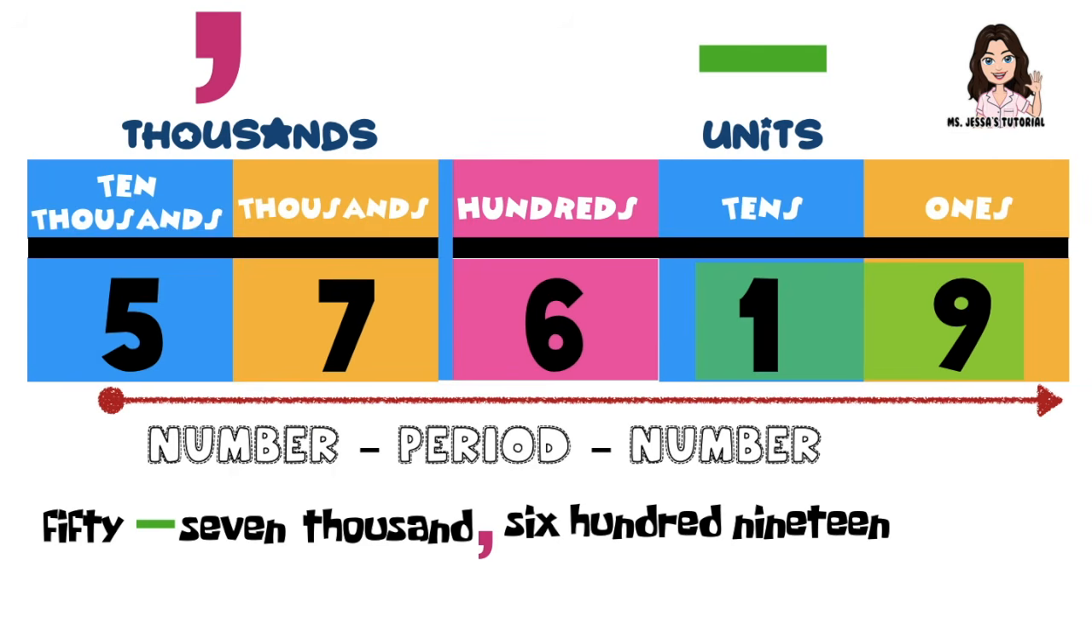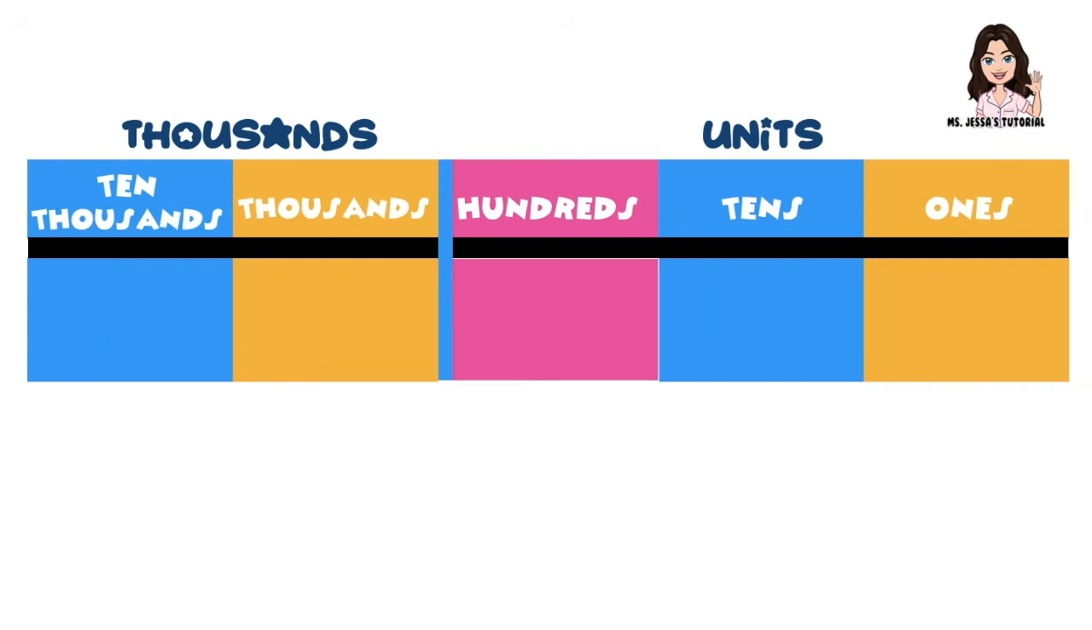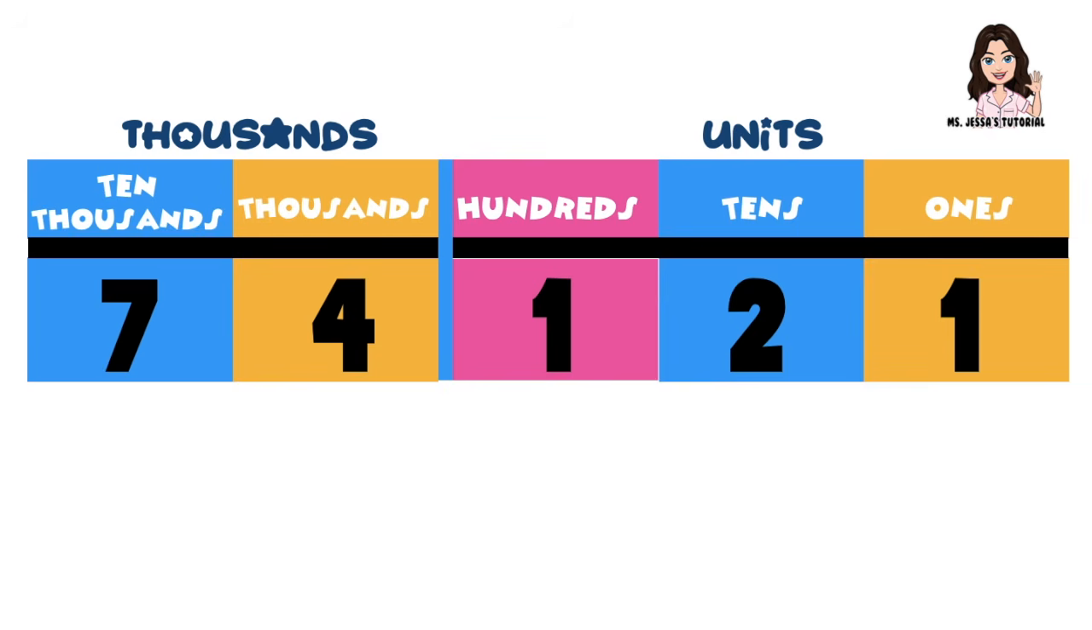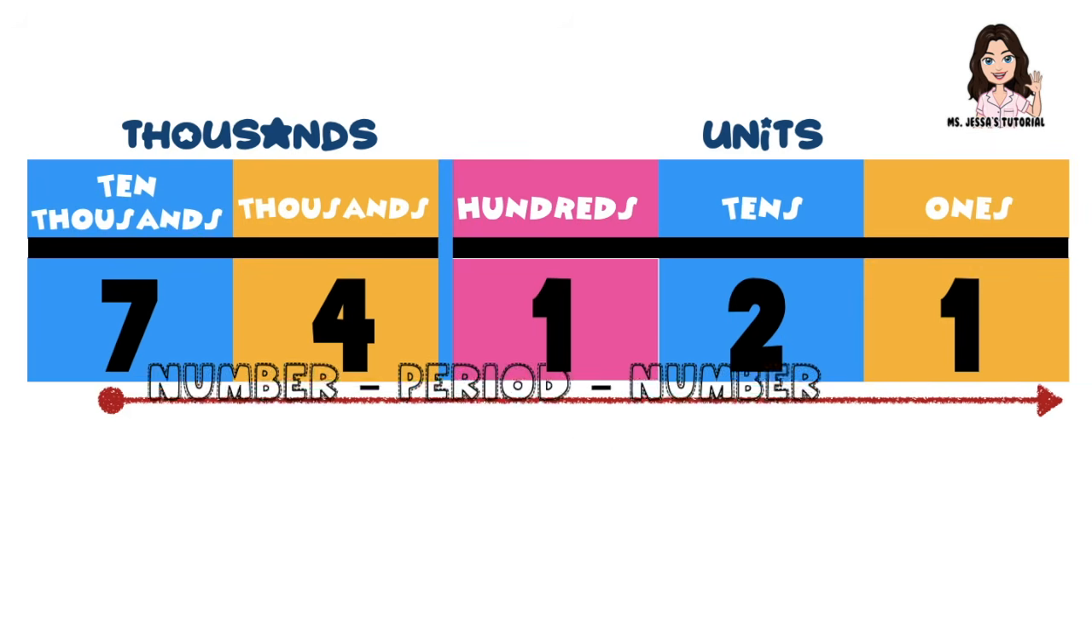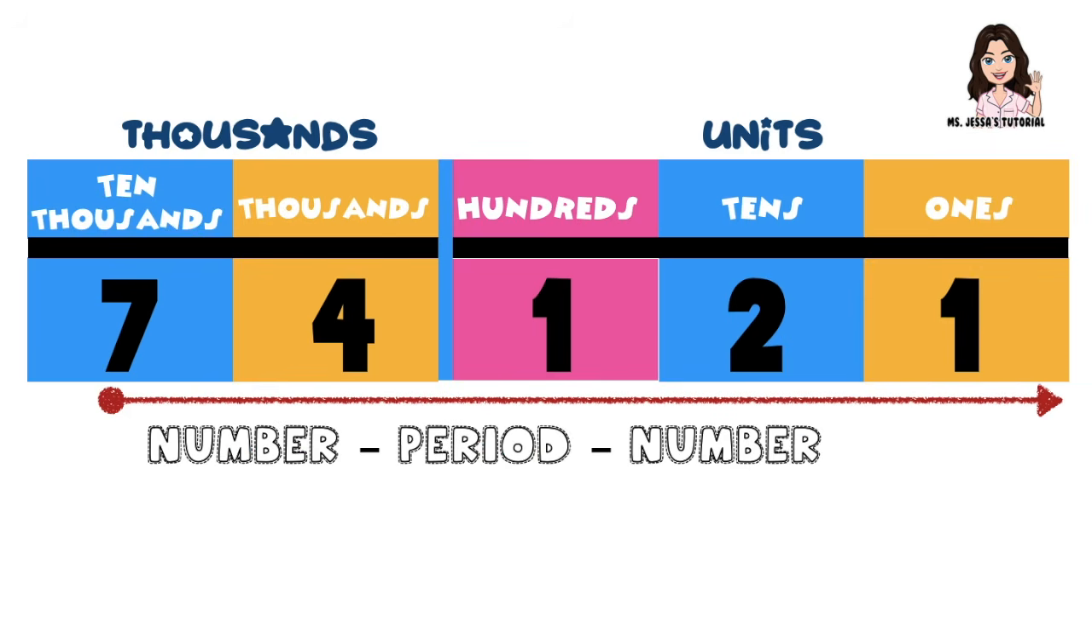57,619. Everybody, read the number louder. 57,619. Very good. How about if I have this one? Again, children, how do you read the number? That's correct. From left to right. And we will follow this technique. Number, period, number. So what is the first number at the thousands period?